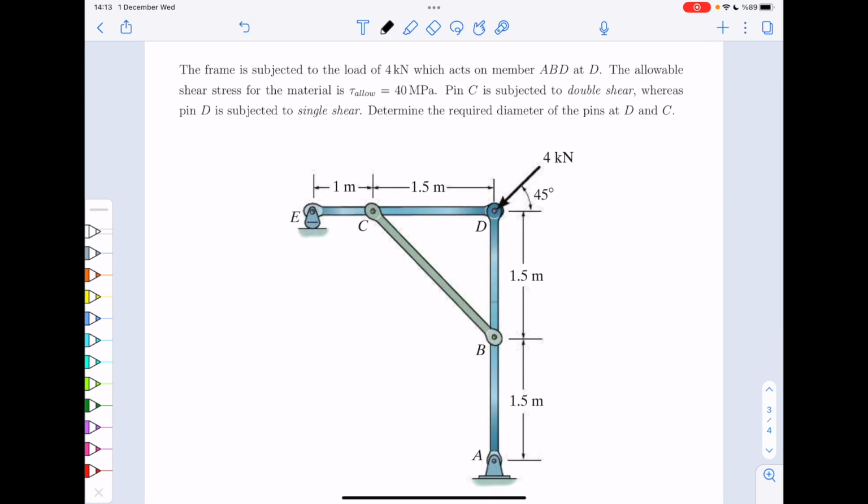Here we have a frame subjected to the load of 4 kilonewton, which acts on member ABD at D. The allowable shear stress for the material is 40 megapascal. Pin C is subjected to double shear, whereas pin D is subjected to single shear. Determine the required diameter of the pins at C and D.